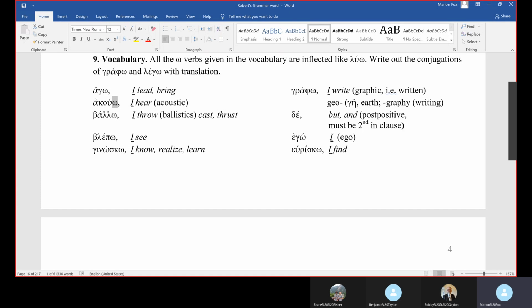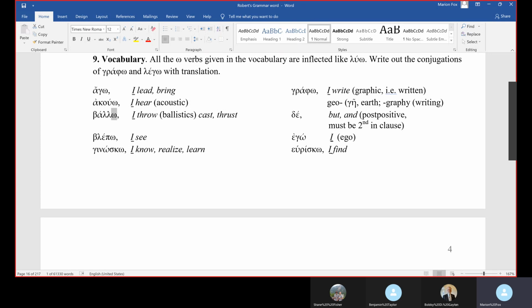I'm going to go through every one of these verbs and let you hear the pronunciation of them. Balo: I throw, I cast, I thrust something. Our English word ball came from it. Ballistics came from it, like a football or a baseball, something thrown. Balo. So we have two syllables. Now, remember the rule, we would break it between the two lambdas. We would put the two lambdas together, the two L sounds, balo.